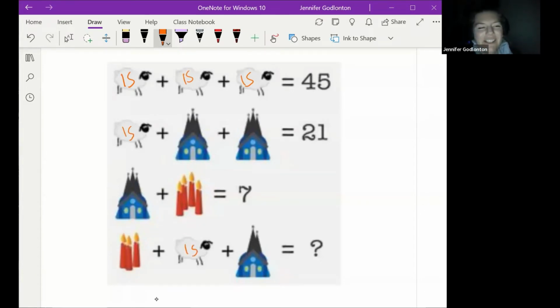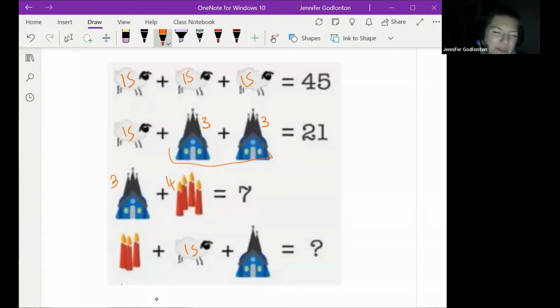Okay, so if our sheep is 15 and these little churches over here, 2 of them, and I have to get 21, that means that these 2 churches together need to equal 6. So each one is 3. Okay. My church plus my candles has to equal 7, which means that those candles must be 4.